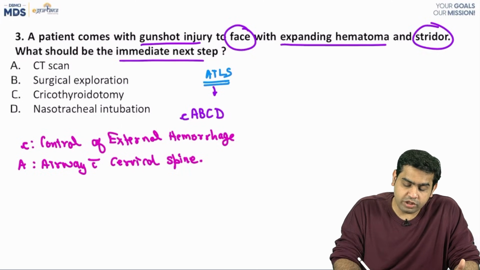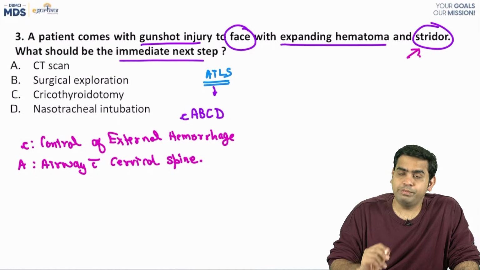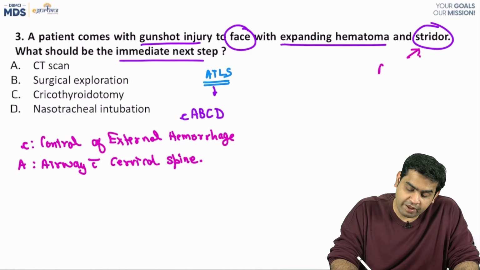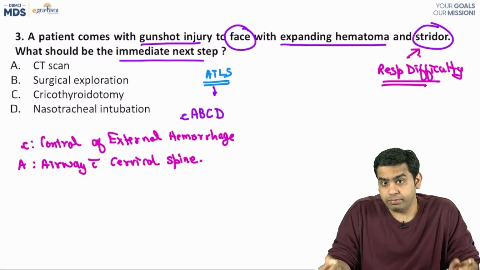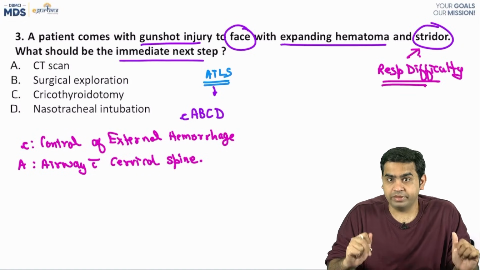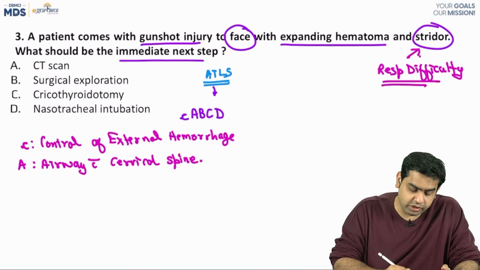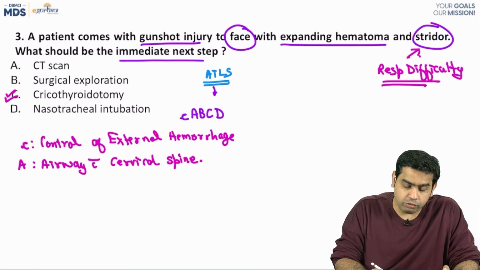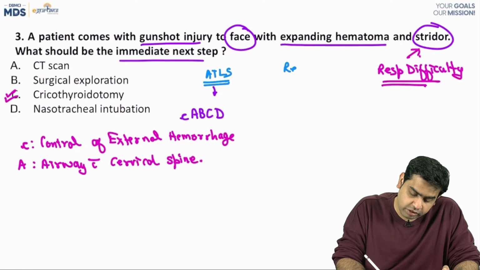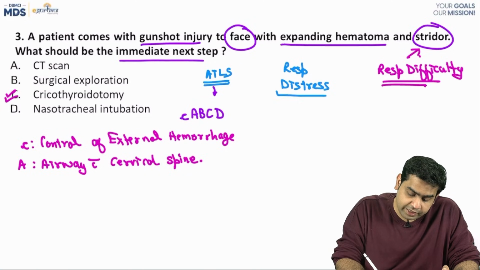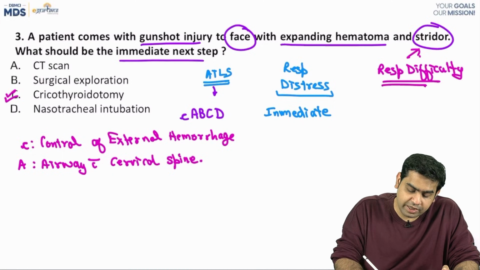Here the patient is having stridor. Stridor is basically screaming and telling you that, you know what, I have respiratory difficulty. If that is the case, then in this particular scenario, what you have to do is a cricothyroidotomy. Whenever the patient is in respiratory distress, the immediate, or rather an emergency, intervention is needed.